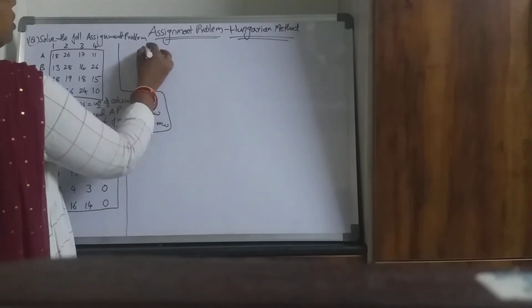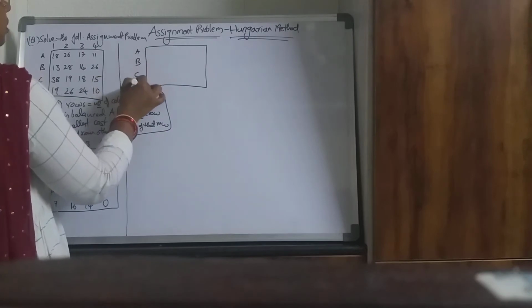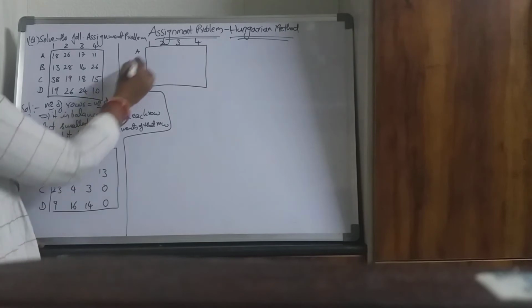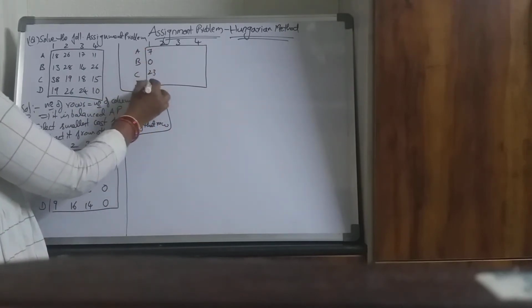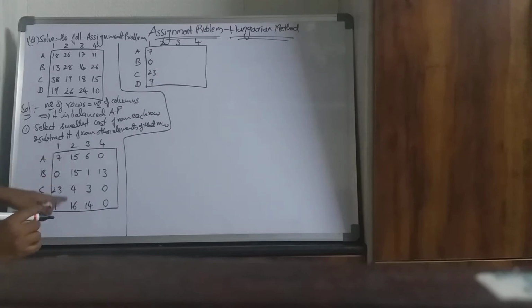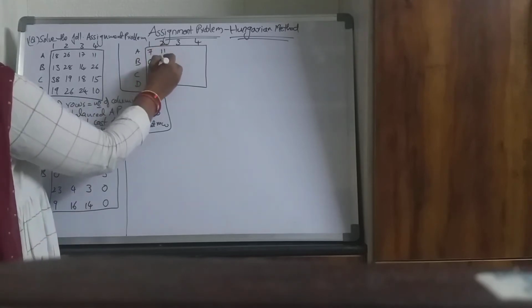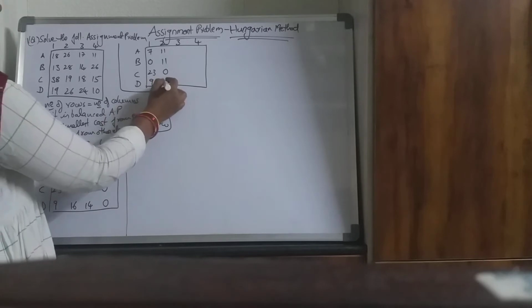So here, first column I am having 0, so I will write as it is: 7, 0, 23, 9. Second column I don't have 0, so select minimum of this second column. So smallest element is 4. Subtract this 4 from all the elements of that column. So 15 minus 4, 11. 15 minus 4, 11. 4 minus 4, 0. Then 16 minus 4, 12.